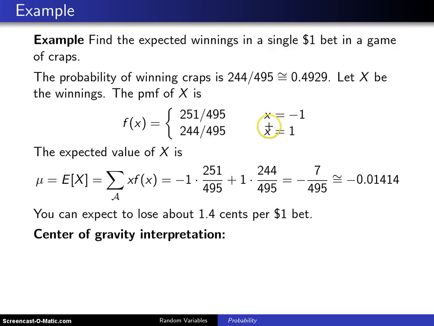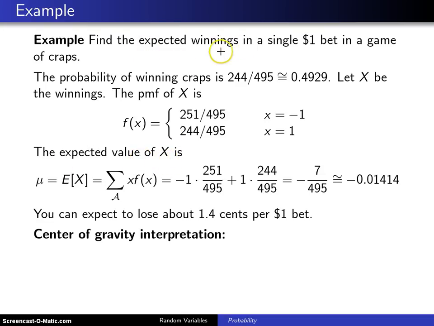Now there's another scenario here, and that's where you lose $1. So you will place your $1 bet, and if you lose the game of craps, they simply keep your $1 bet, and your winnings then is going to be -1. That occurs with probability 251 over 495. These two numbers, you can see, add to 1, and because they add to 1, this is a legitimate probability mass function.